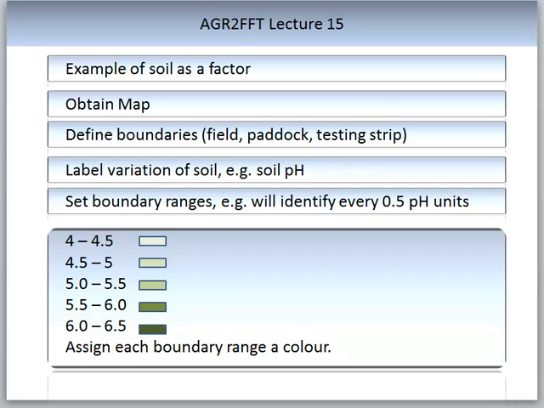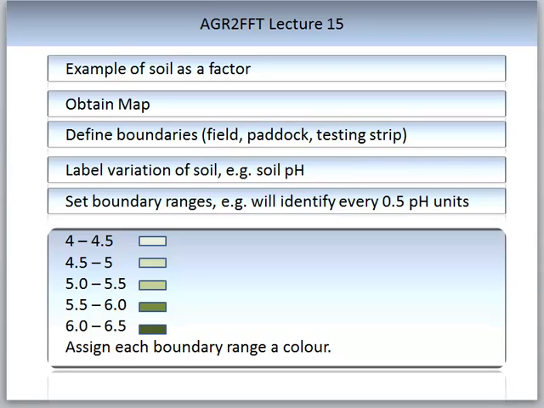Once you have got your visualization and your soil pH measurements, you then need to define boundaries. That is, you need to define your field, your paddock and/or your testing strip, depending on why you want the information. Your next stage is to label the variation of your soil. For example, label that you are collecting soil pH. You then need to set boundary ranges. In this example, I've identified pH units of every 0.5.